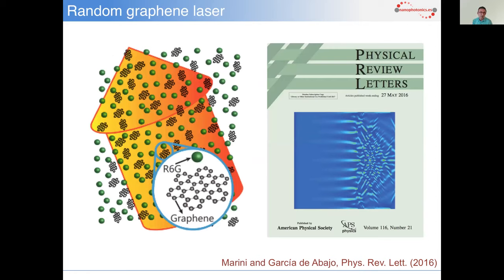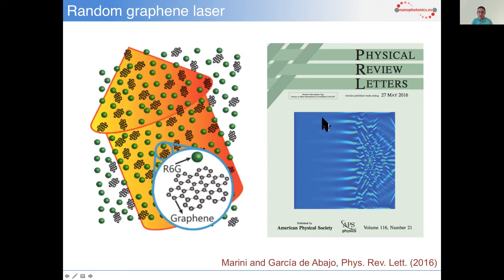We actually investigated this with Andrea Marini. What he did was to consider graphene nanoflakes embedded with a gain medium, in this case, rhodamine molecules. Assuming you have a pumping, so the rhodamine has some inversion of population, this is a very strange metamaterial that is actually very nonlinear and has a lot of gain.